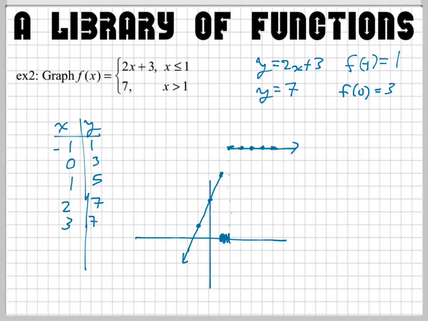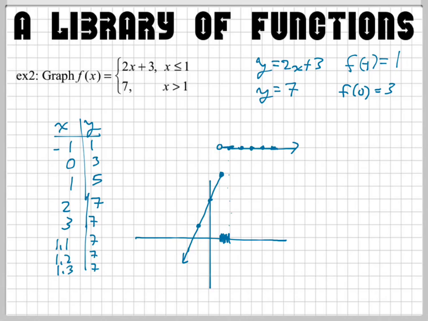The top one? Let's see, 1.1. 1.1 is greater than 1, so I would use the bottom one. So it's a 7. So 1.2 would be 7, and 1.3 would be 7, so these would all be 7. So this line has to go right there. But there has to be an open circle right there. Why is that an open circle? Because that's where it stops. Yeah, it stops right there.